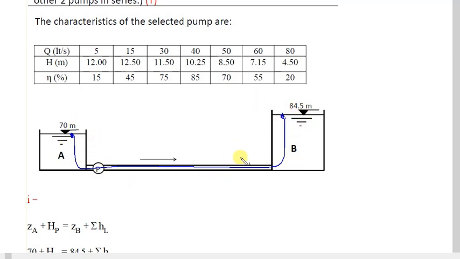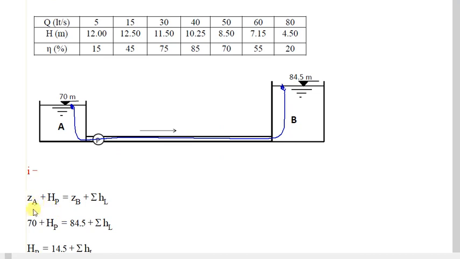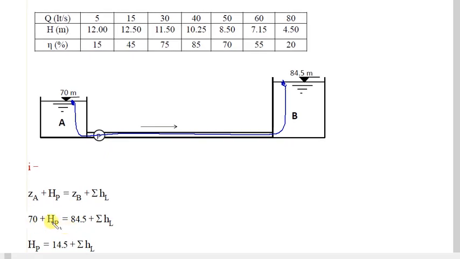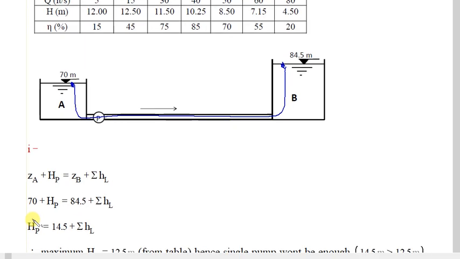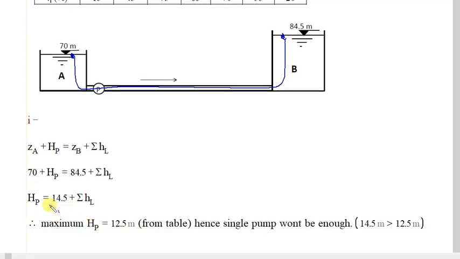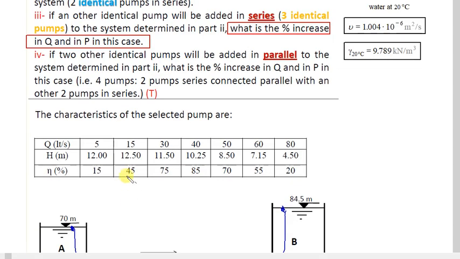Now we write the Bernoulli equation. When you write the Bernoulli equation and say we have a pump and we added the pump effect, we can check that 70 plus H, head of the pump, equals this one plus head losses. We have 84.5 minus 70. If we try to put the head of the pump on one side, how much is it going to be? It will be 14.5. So go and check this 14.5 in the table. Do we have 14.5 here for the head of the pump?